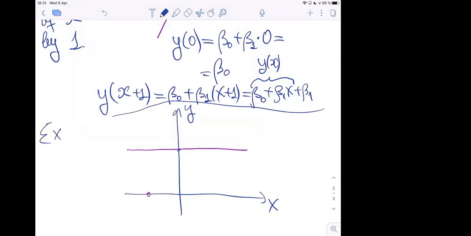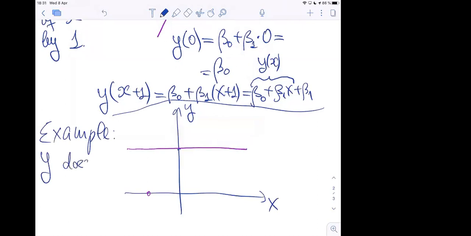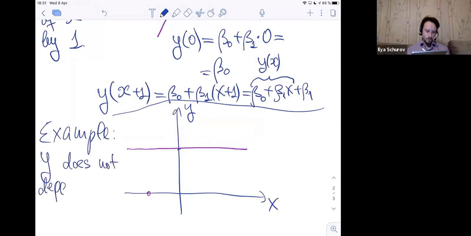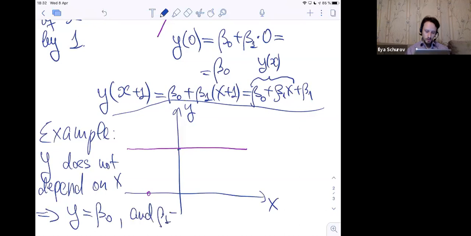B1 is zero, because there is no change. If we change x by a single step, y will not change, so beta one is zero. Yeah, exactly. If y does not depend on x, then y just equals B0, and B1 is zero. This is also an important case.